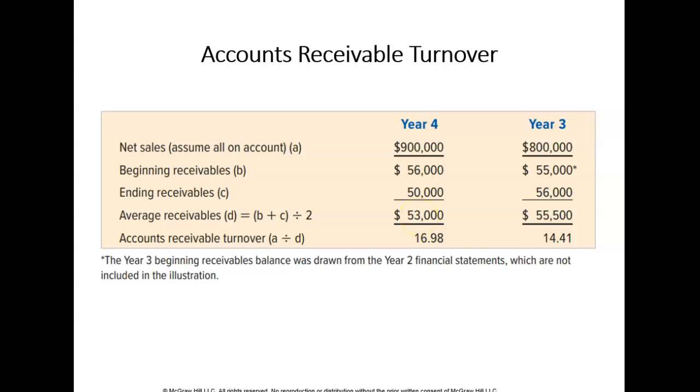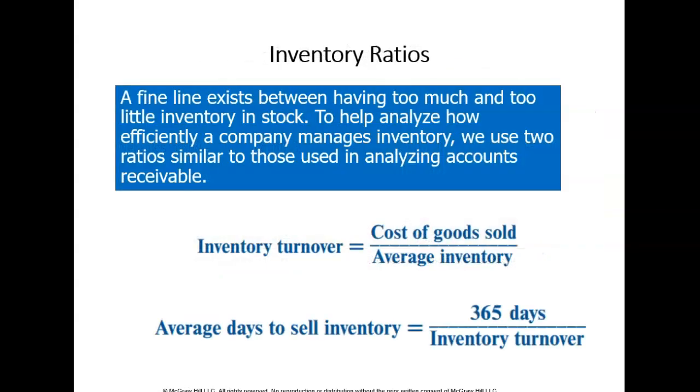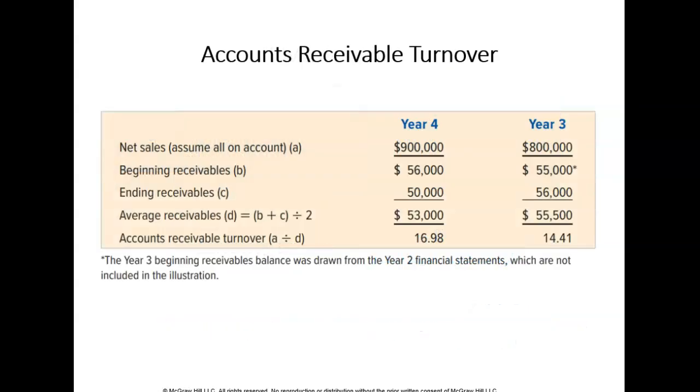To get your turnover, you'll take your net sales, 90,000, divided by the average receivables to get a turnover of 16.98 times in year 4 compared to 14.41 times in year 3. Now remember, the more times it turns over, the quicker your days in receivables are going to be.